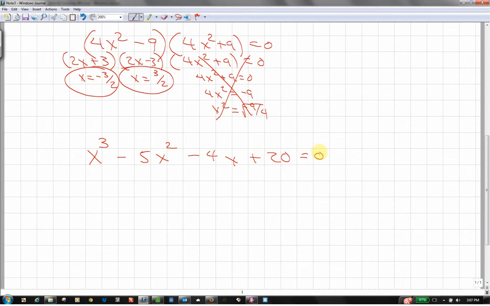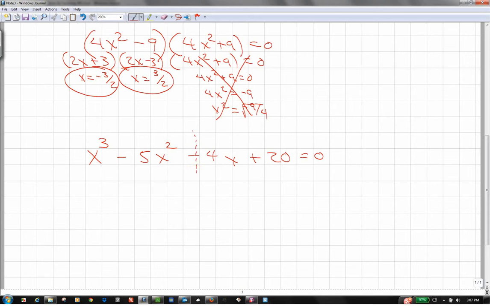Okay, so here's another problem that I have. This will require a different kind of factoring technique. It's got a cubic, a squared, an x, and a constant term. So the way to factor this is by grouping. For this kind of factoring, I'm going to split it down the middle.